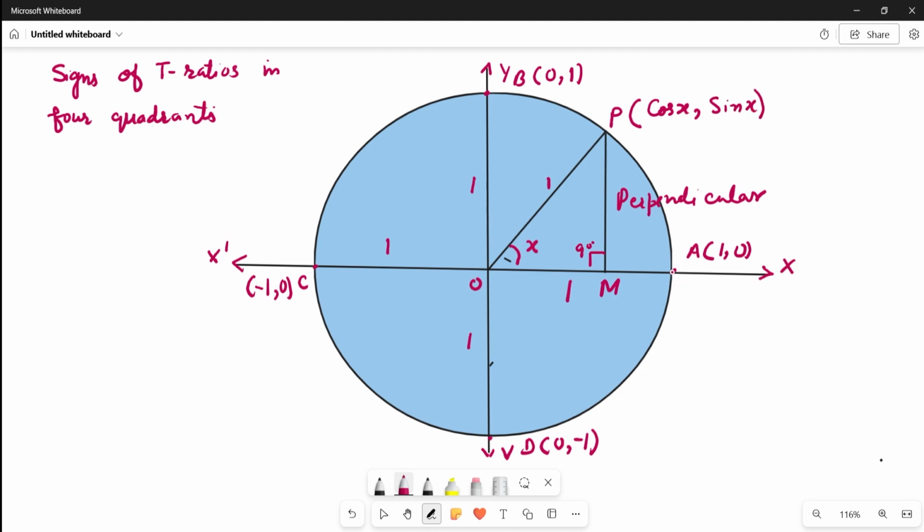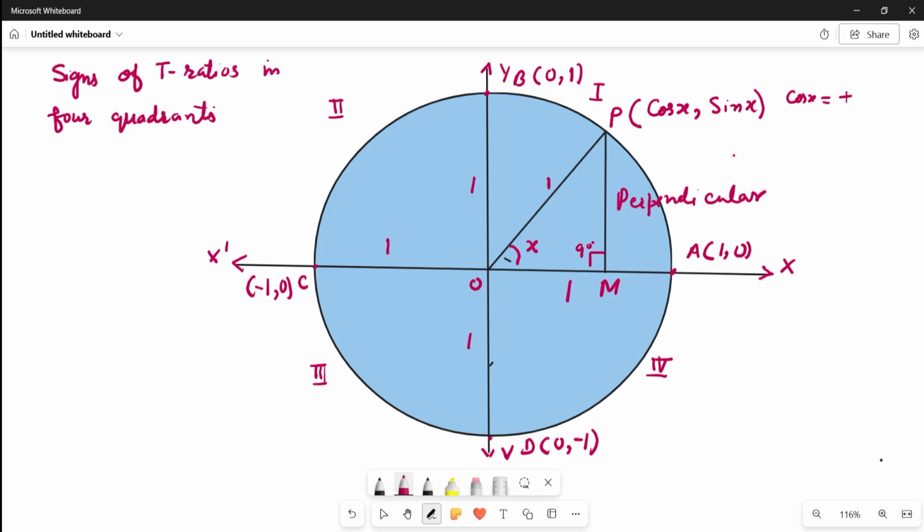Now let us move from point A and observe the values of cos. Now see here, this is the first quadrant, this is the second quadrant, third quadrant, and fourth quadrant. Now see cos. Here the value is 1 and decreasing to 0. So the value of cos x is positive in the first quadrant.